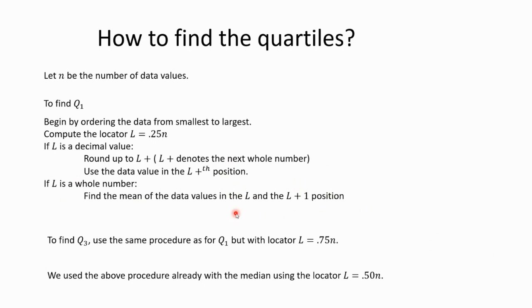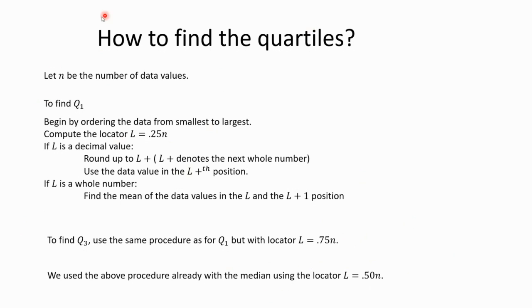Okay. That's for Q1. For Q3, that's the third quartile. You're going to do the same exact process, except it's going to be 0.75 times n. That's for Q3. And you could actually do this process for the median. In fact, we did do that in a sense. Namely, the only difference is that L would be 0.5 times n, or 0.50 times n, same idea. I left it as 0.50 to remind you the median, 50%. But this is the process.